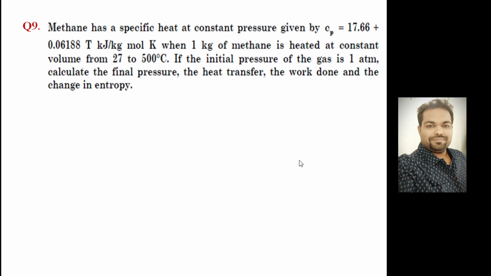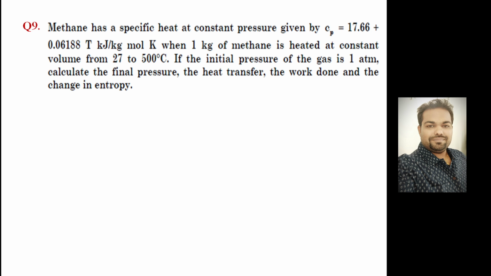Take the next problem. Methane has a specific heat at constant pressure given by Cp. Now look at the equation of Cp, which is a variable with temperature, in kilojoule per kilogram mole K. When 1 kilogram of methane is heated at constant volume from 27 to 500 degrees C. So it is getting heated, right? Keep in mind, if the initial pressure is 1 atmosphere, calculate the final pressure, heat transfer, work done, and change in entropy. Right? That's been asked.